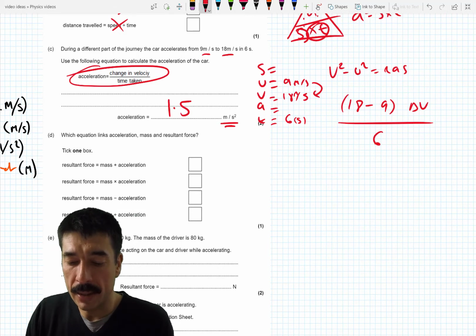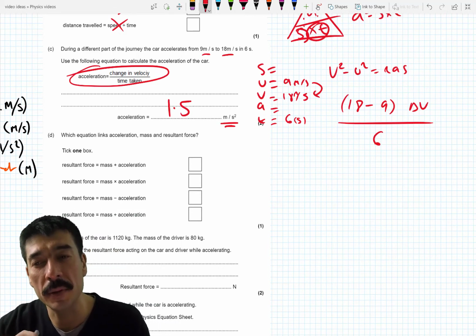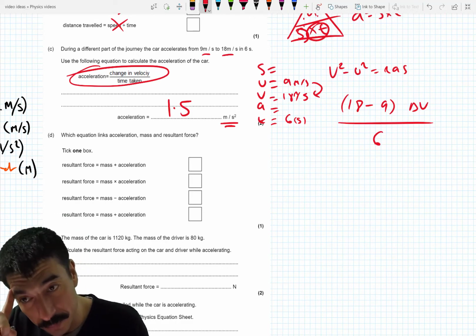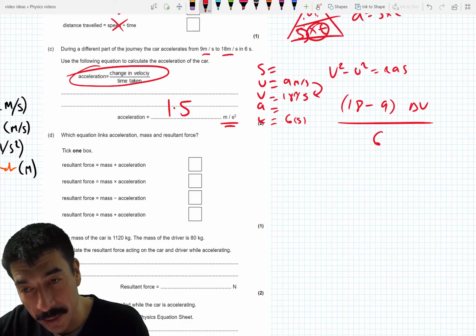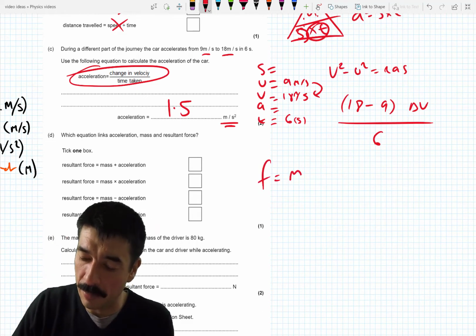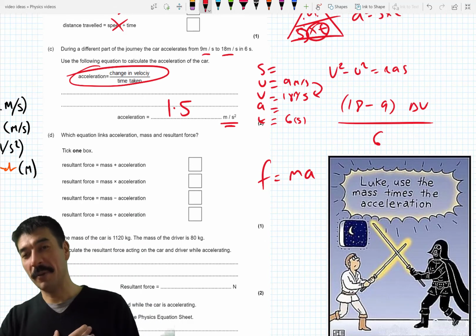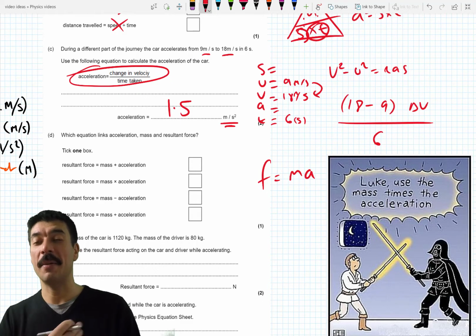Which equation links acceleration, mass, and resultant force? Well, we've already talked about one of the laws, so it's one of the other laws. Which one? It's either 2 or 3. Can you guess? It's 2. F equals ma. Right? Want to see the cheesy t-shirt with the physics guy? May the force be with you, but it doesn't say that, it just says may the m times a be with you.